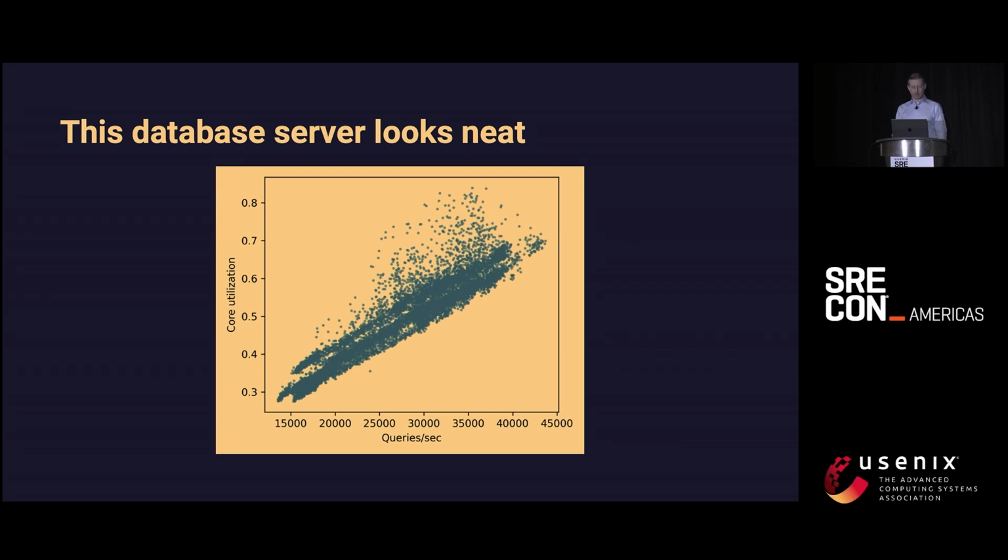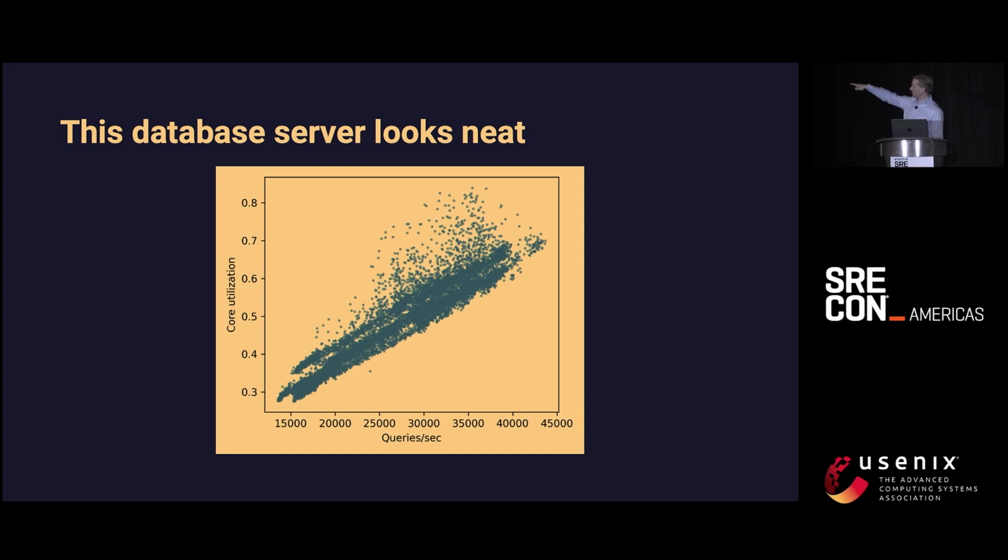So I pulled a few graphs of real data, trying to find some good examples. This is one of our MongoDB servers. I plotted the CPU core utilization on the y-axis and the queries per second on the x-axis. For the most part, this is nice and linear. You can see that we get more queries, we use more CPU.